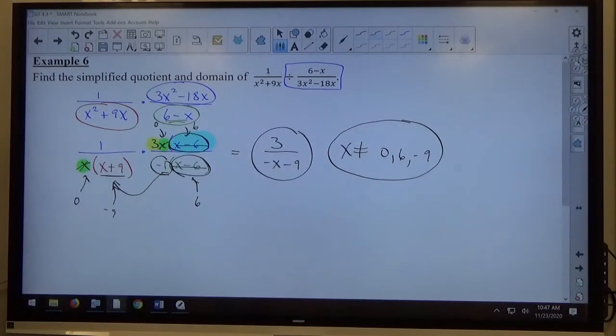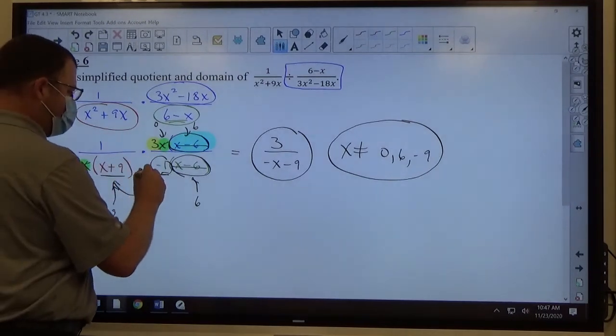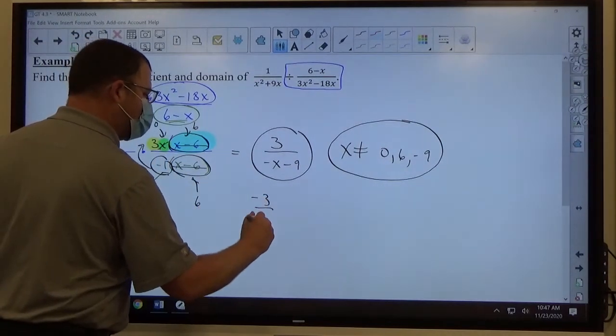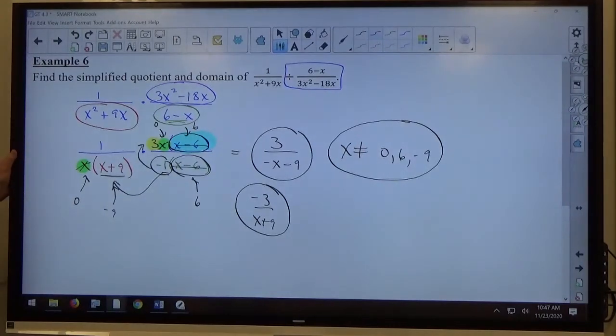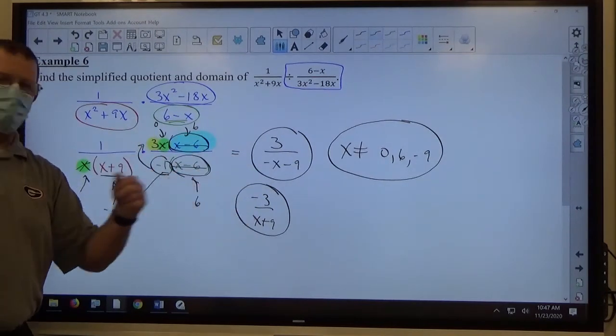One other option for the right answer, just while I'm thinking about it, the minus sign could be on the bottom or the top, doesn't matter. So if I put the negative 1 on top, negative 1 times 3 is negative 3 over x plus 9. That's also correct. Take your pick on which one you like better. But again, either one of these answers is right. I probably would have gone with that one because that's where it was located, but if you wrote that, you're not wrong.